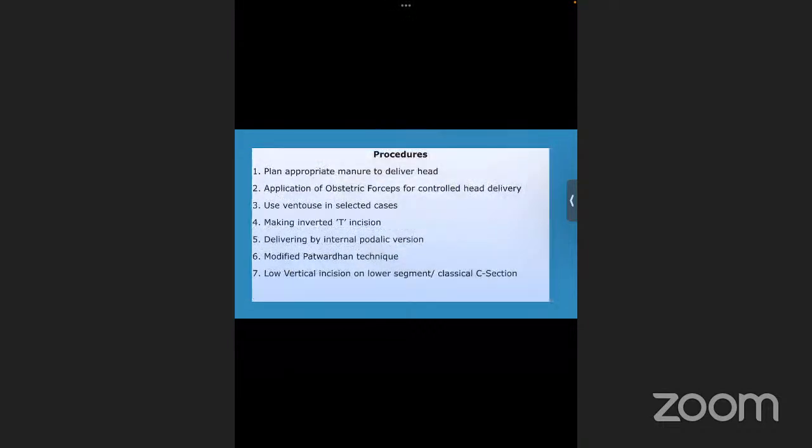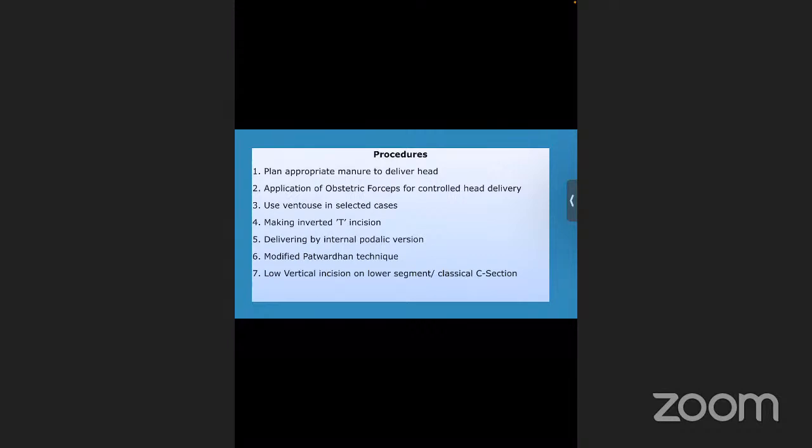Then procedures and maneuvers to deliver the baby smoothly and nicely. Plan an appropriate maneuver to deliver the head. This is very important. Plan an appropriate maneuver. If the patient is obese, if there is a high floating head, or if there is a deeply engaged head, just think about the maneuver in your mind before opening the abdomen. Just plan the appropriate maneuver to deliver the head.